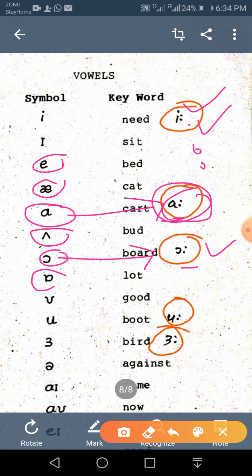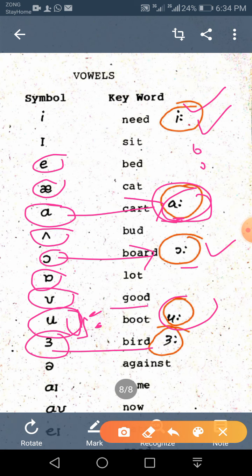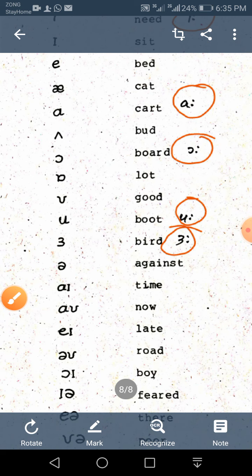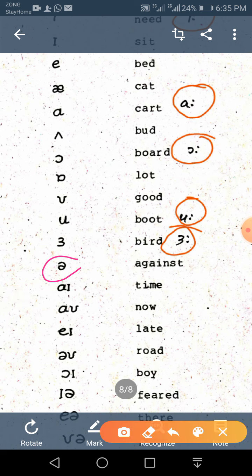This is a short vowel sound like in lot, dog, good, put. And this is a long vowel sound, as I have shown here. So there will be a colon like this. I think in this book they have not put it. Again this is a long vowel sound. These are long vowel sounds. Now this is schwa, as in against. This is pronounced as against.